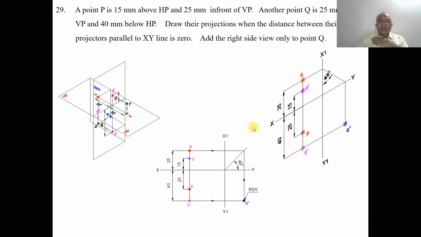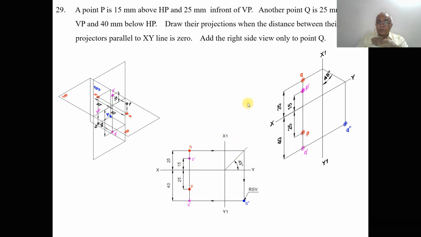Then draw a 45 degree line adjacent to the top view of Q, and then draw a vertical projector from q to the 45 degree line, and also draw a horizontal projector from Q dash to the profile view. And from this 45 degree line you draw a vertical projector. Both will intersect at this point, and you mark this point as Q double dash, and then you write this as the right side view and show the dimensions accordingly.